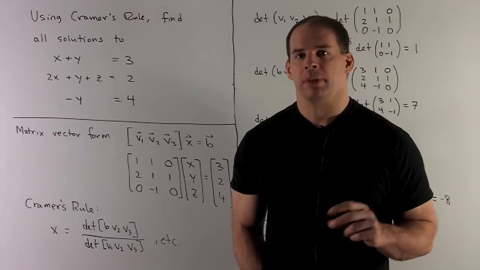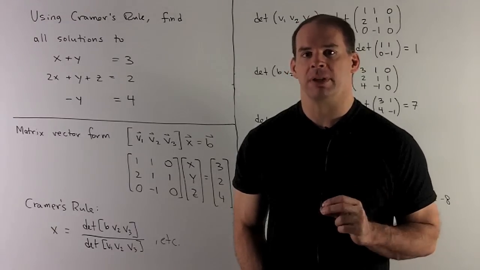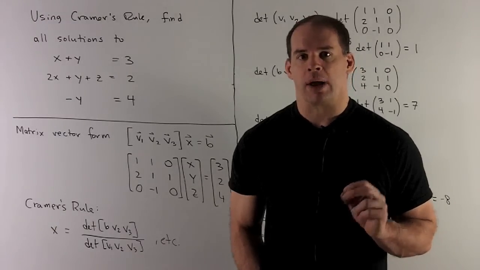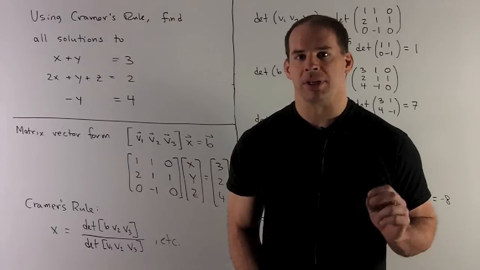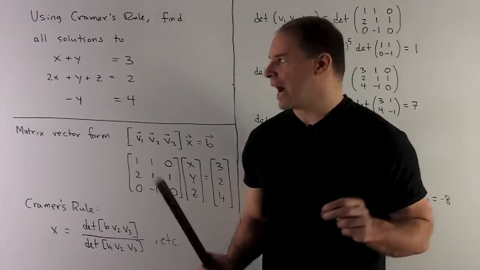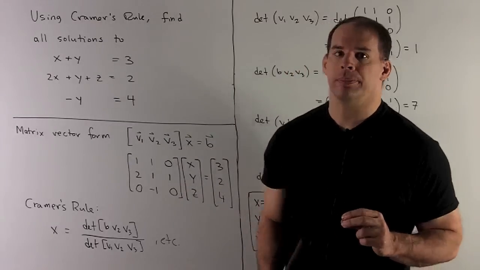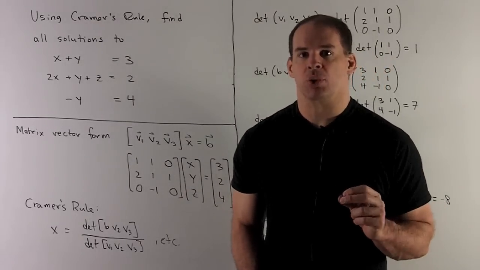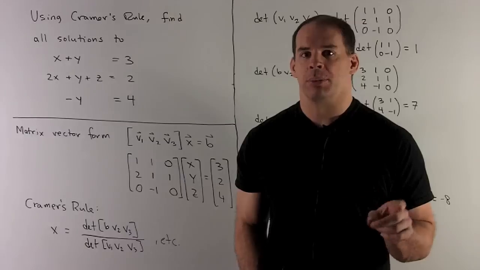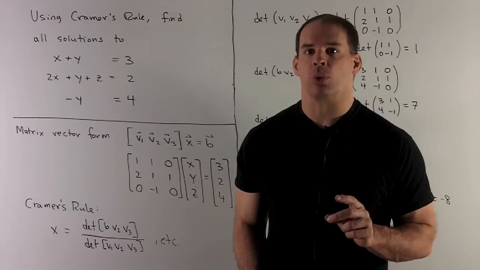Using Cramer's rule, find all solutions to the system of linear equations: x plus y equals 3, 2x plus y plus z equals 2, minus y equals 4. When I use Cramer's rule, my first step is to put our system into matrix vector form.